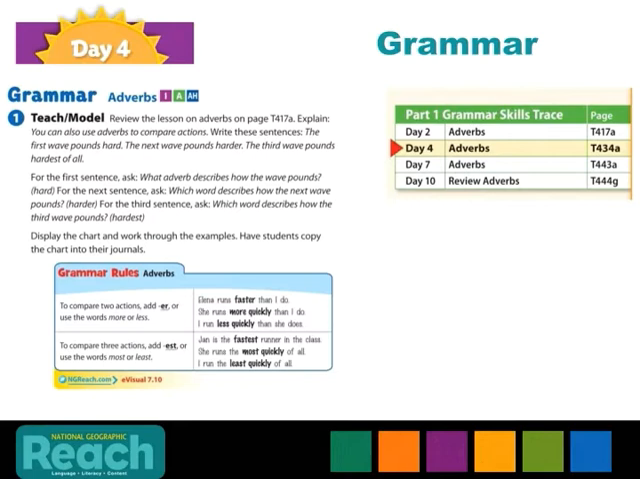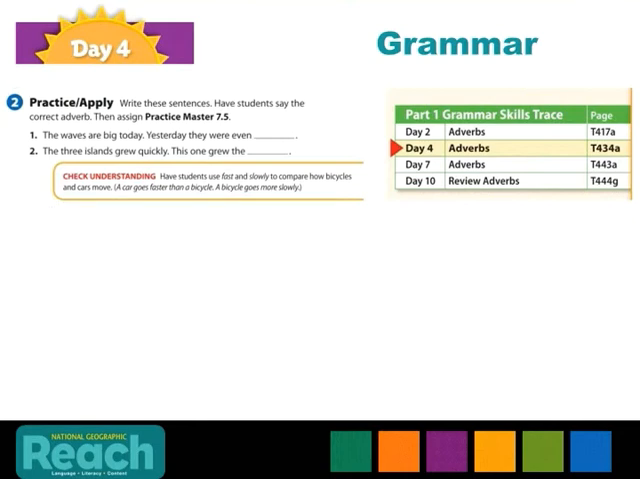Now that we've introduced and begun to build students' academic language, Day 4 begins with the next step of the grammar skills trace. As you can see, you will continue to work with students on the same grammar skill they learned on Day 2. You will expand on the grammar skill you taught on Day 2 through teach and model. Next, in practice and apply, students will get an opportunity to work with a partner and apply the new skill using their practice book.